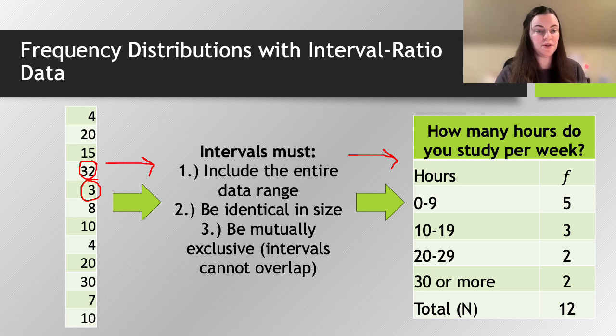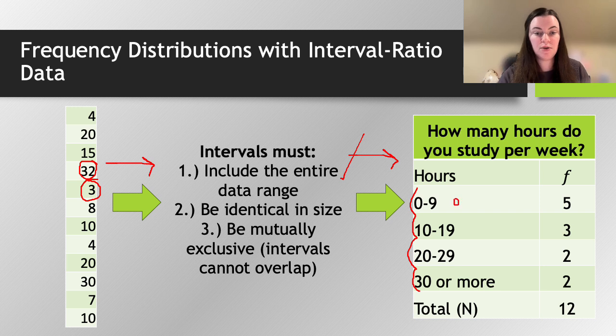So there we have to make sure that our intervals include a range from 3 to 32. So we'll have to keep that in mind. That's step one. Our intervals must also be equal in size, meaning that each of these row categories have to be identical in their structure. In this case, I chose an interval value of 10. So each of these intervals here have 10.